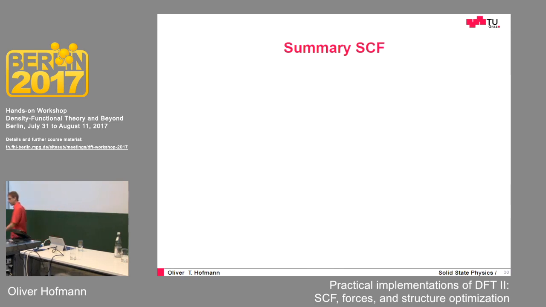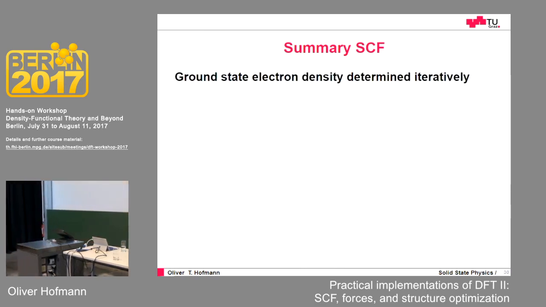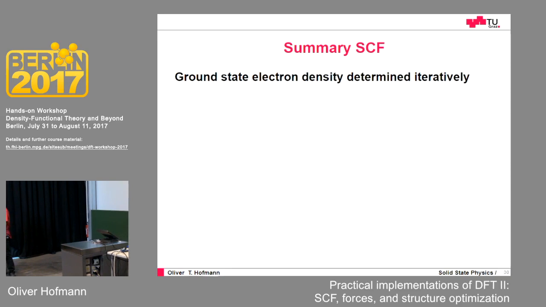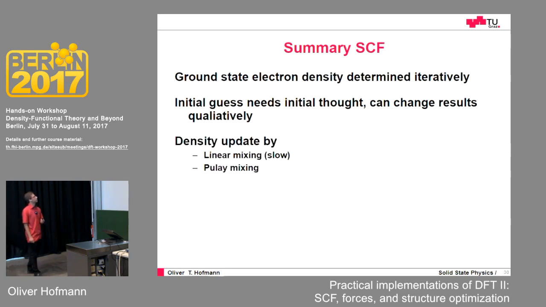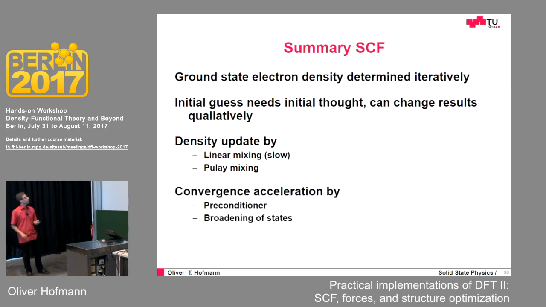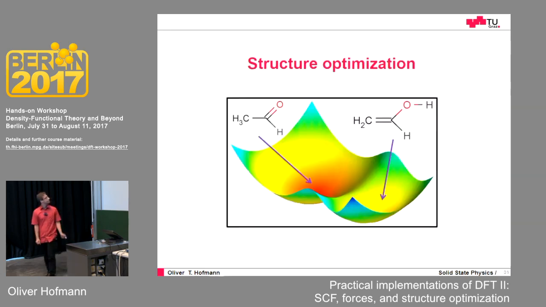Good. As a brief summary of the SCF, the ground state electron density is determined iteratively. The initial guess needs some initial thought and can change the results qualitatively. We have different ways to do the density update, either by linear mixing or Pulay mixing, and can then further accelerate convergence using preconditioners or by broadening of the states.